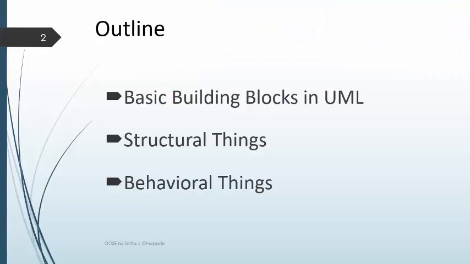In this session, I am going to cover basic building blocks in Unified Modeling Language. The UML vocabulary has three kinds of building blocks, that are things, relationships, and diagrams. Things again get categorized into structural things, behavioral things, grouping things, and annotational things. In this session, I am going to cover two types of things, structural things and behavioral things.